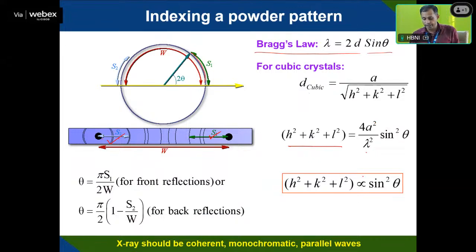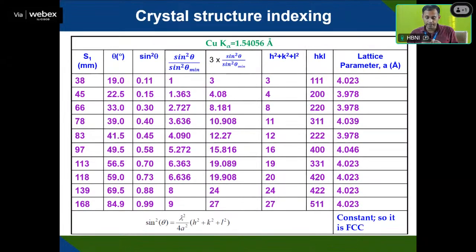That means your h square plus k square plus l square is always proportional to sin square theta in this type of spectrum. So once you have taken an XRD pattern, you have to identify which type of phase is found, whether it is an FCC, BCC or SC crystal structure. Those can be indexed properly by using a simple sin square theta law rule.